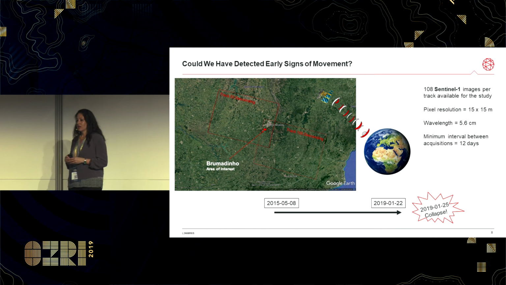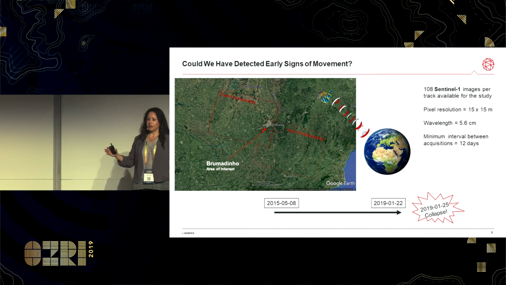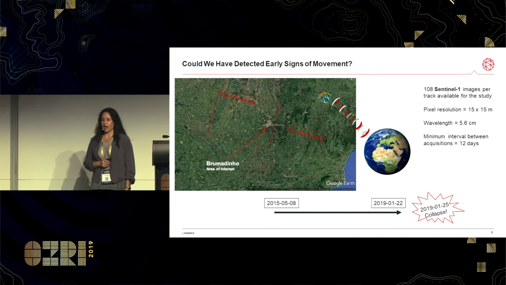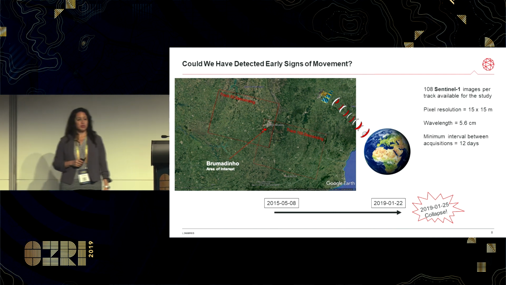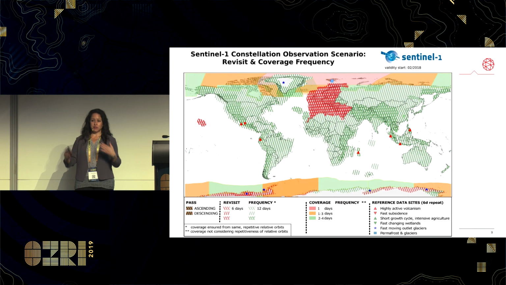We wanted to understand, looking back over time from 2015 through 2019, again remember the collapse occurred in January of 2019. So we have access to data all the way up to right before that collapse occurs. And with a revisit time of 6 days in this particular type of data, we have plenty of data to be able to start putting together that historical record of what those changes look like over time.